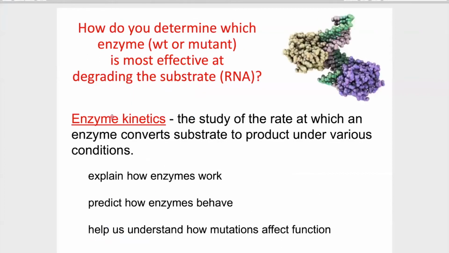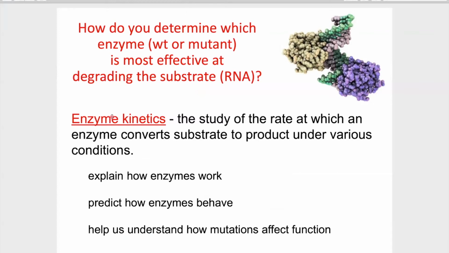So how do you determine which enzyme, wild type or mutant, is most effective at degrading the substrate RNA, right? Enzyme kinetics, right? The whole point of the talk, the culmination of a majority of the work that you've been doing. There are two steps to studying proteins. One is structure and folding and stability. The other one is enzyme kinetics. So what do we define enzyme kinetics as?